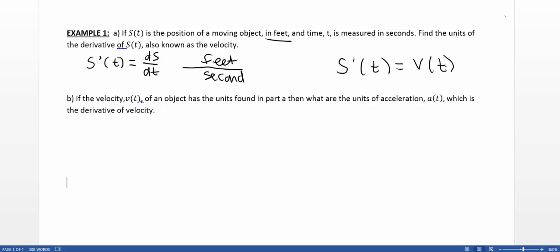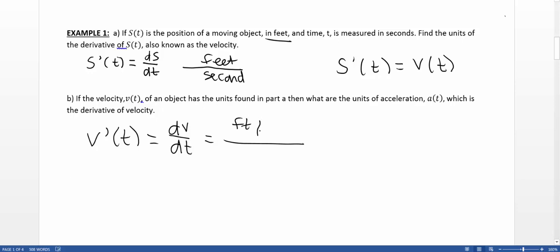Part B. If the velocity, v of t, of an object has the units found in part A, then what are the units of acceleration, a of t, which is the derivative of velocity? So again, let's start with some notation. So we're looking for the derivative of velocity, which in Leibniz notation would be dv dt here, because v is now our dependent variable. And so here, the units of v say that it's the units that we found in part A. So that's feet per second.